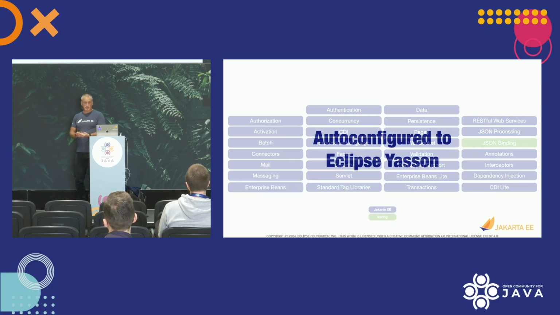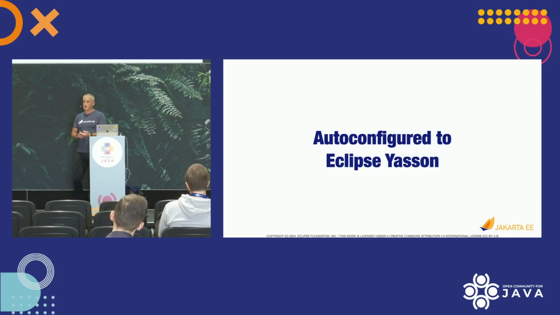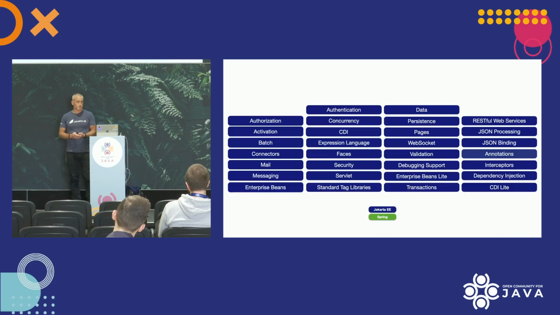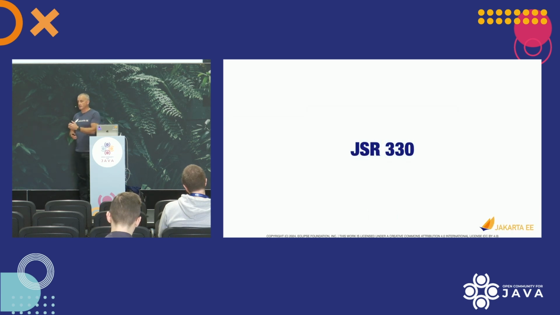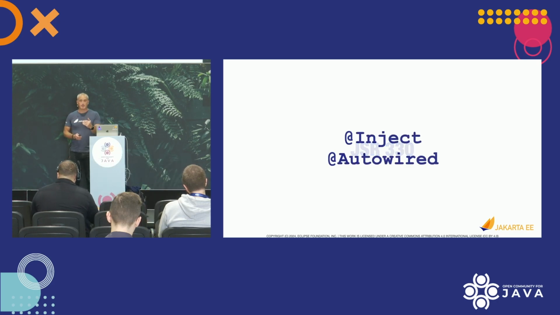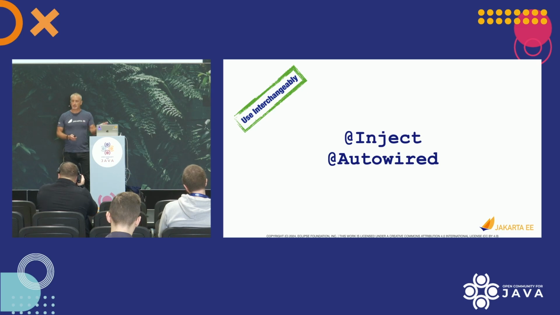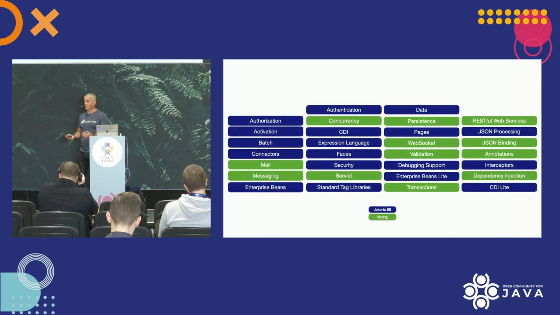JSON binding is auto-configured to Eclipse Yasson from Spring. Annotations and dependency injection, kind of related. They were defined by JSR 330, which is making it possible to use @Inject and @Autowired interchangeably. So you can use @Inject in Spring as well, or @Autowired. It doesn't really matter which one you use. And that's because of JSR 330.